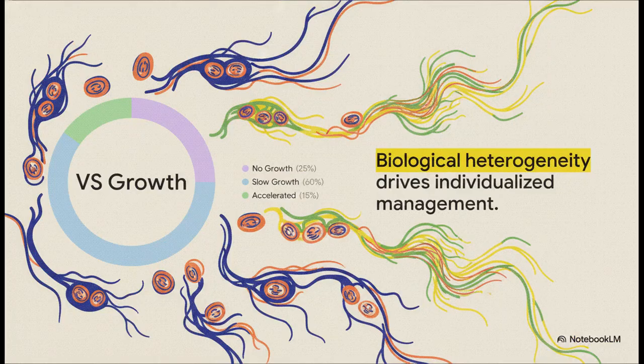The biological heterogeneity here is honestly profound. Look at the data. Fully half of these tumors show zero growth on surveillance, none. Around 30% are what we call slow growers, creeping along at merely 1 to 2 millimeters a year. But then you have this critical 20% that exhibit accelerated, rapid growth. And this massive variance is exactly why an individualized management paradigm, carefully weighing observation against intervention, is absolutely essential.